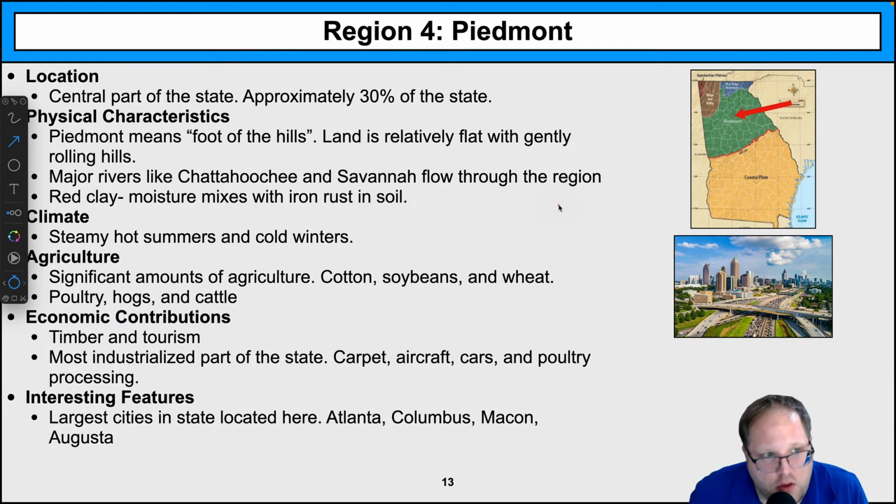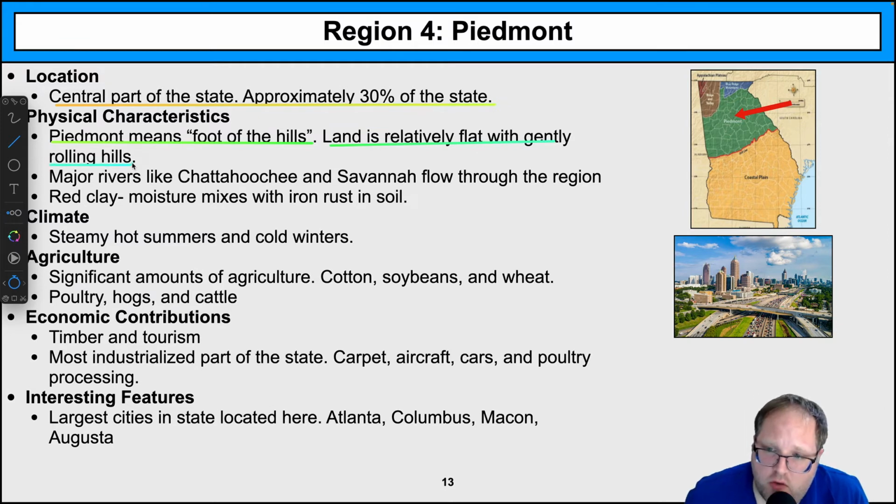Region 4, the Piedmont. Now, the Piedmont region is the central part of the state of Georgia and is one of the largest regions we have at about 30% of the state, and you will see the Piedmont region right here where this arrow is pointing. The Piedmont region gets its name, which means the foot of the hills, because it is right below the three more mountainous regions, the Blue Ridge, the Ridge and Valley, and the Appalachian Plateau.